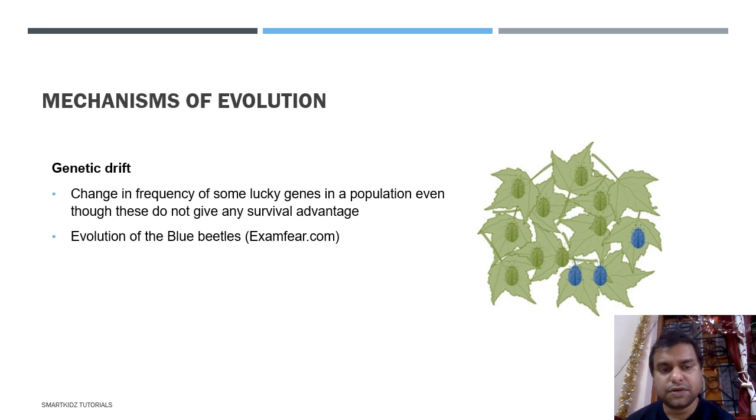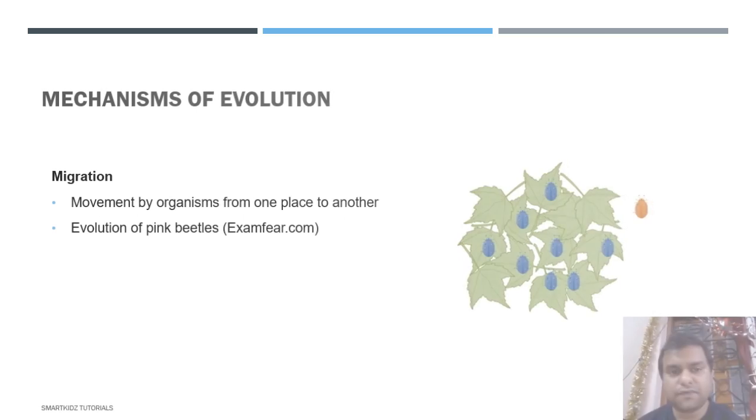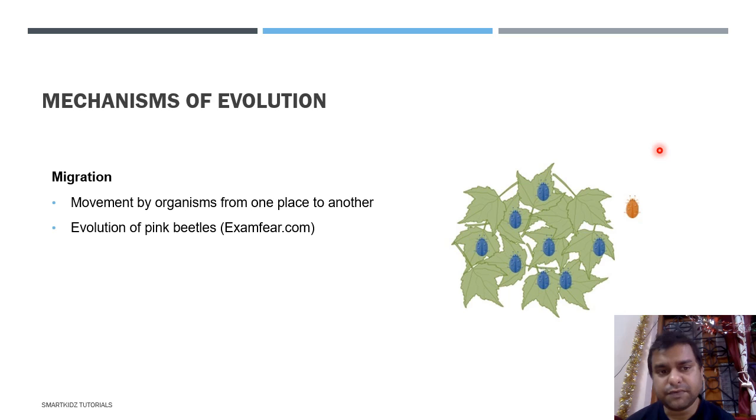And coming to the fourth mechanism of evolution, which is migration. Migration, which we have not discussed here, is the evolution of the pink beetle. Put in a very plain way, migration leads to evolution. For example, our forefathers or ancestors long back migrated from a different continent, and we are now a result of that.